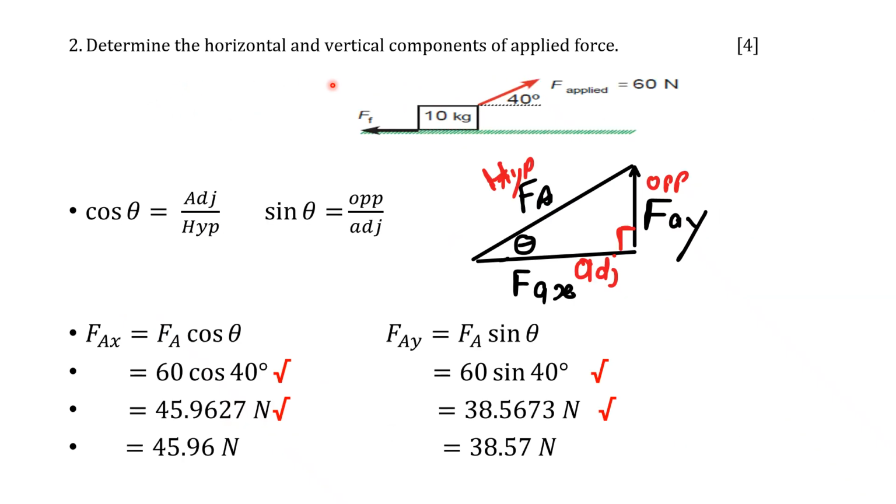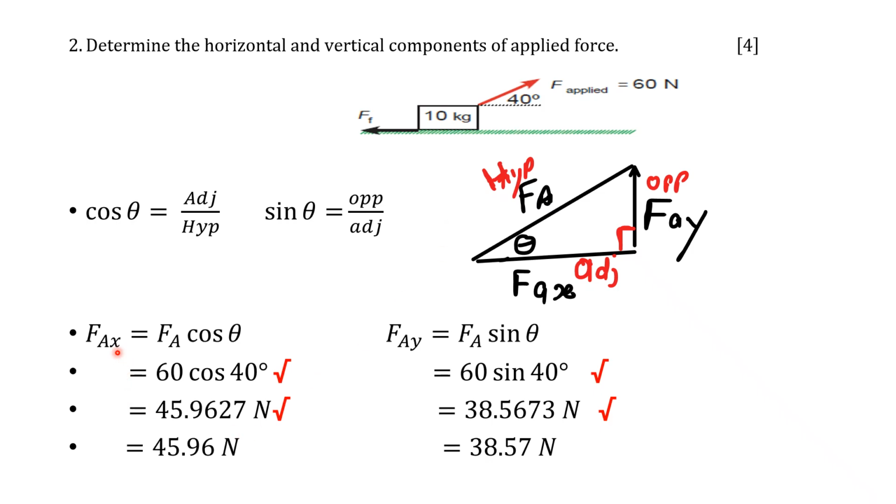Determine the horizontal and vertical components of the applied force. So if we take the applied force, there's my applied force. You can see there's my horizontal component, or my x component, and there's my vertical component. There, theta is my angle, 40 degrees. So we assume you remember cos theta equals adjacent over hypotenuse and sine theta equals opposite over hypotenuse. Assume you remember that.